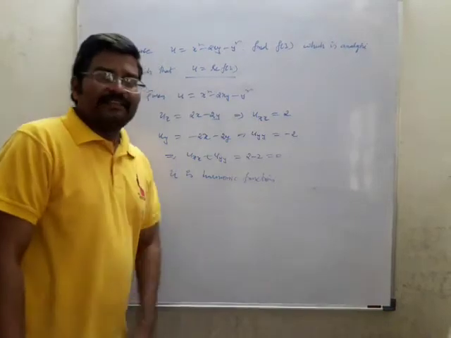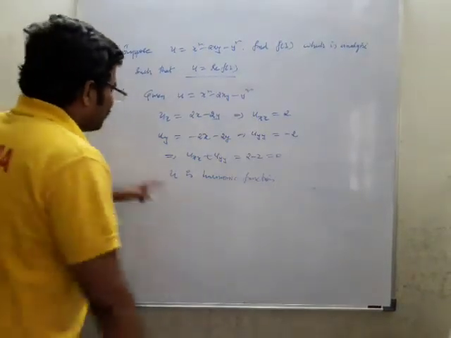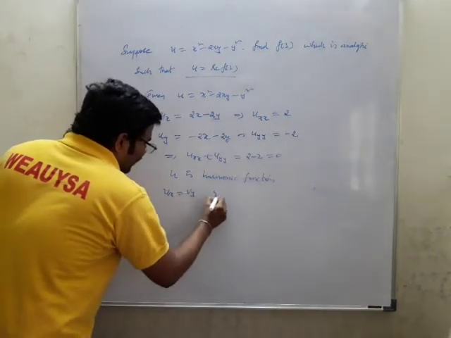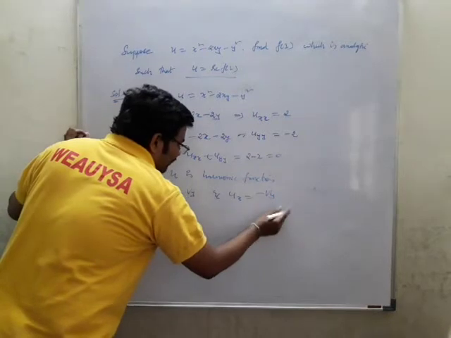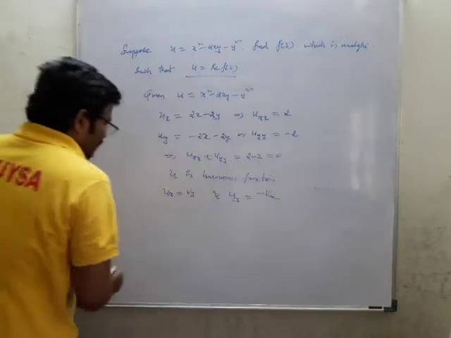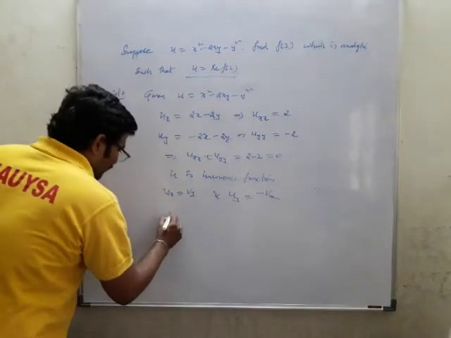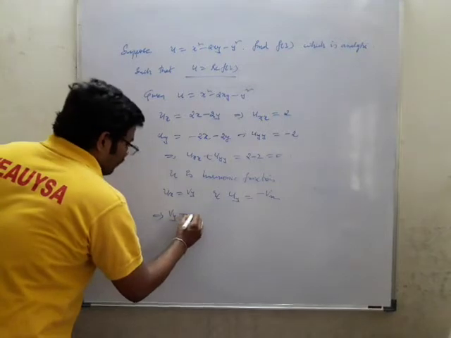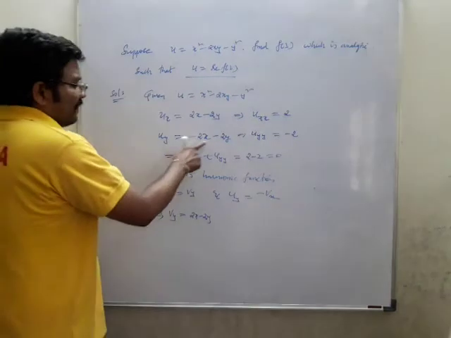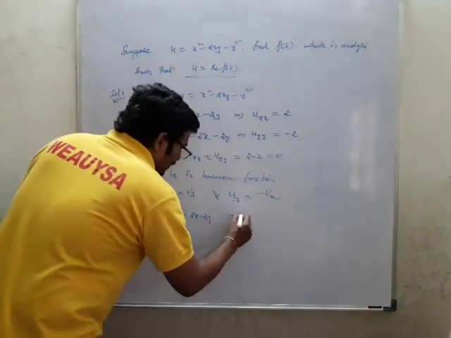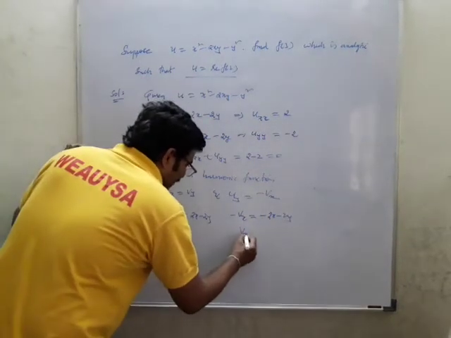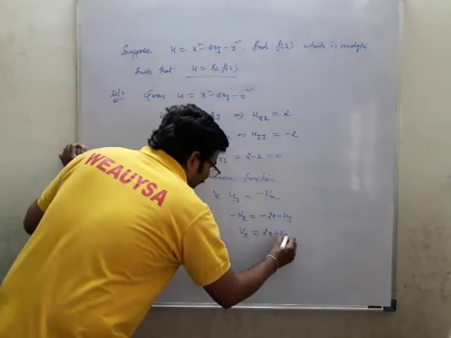What we found is u is a harmonic function. So when u is harmonic, v is the harmonic conjugate of u. Therefore we can write ux equal to vy and uy equal to minus vx. So ux is 2x minus 2y, so vy is equal to 2x minus 2y. Then uy is minus 2x minus 2y, so minus vx equal to minus 2x minus 2y. I may write vx equal to 2x plus 2y.